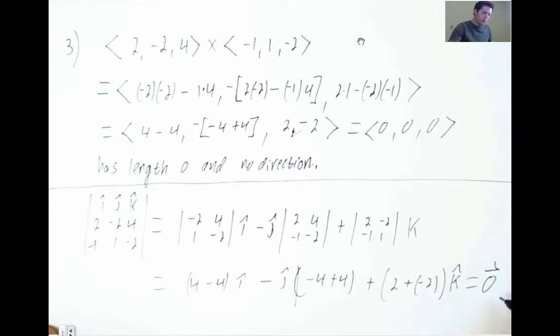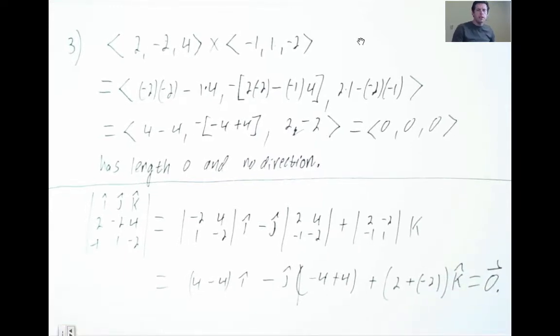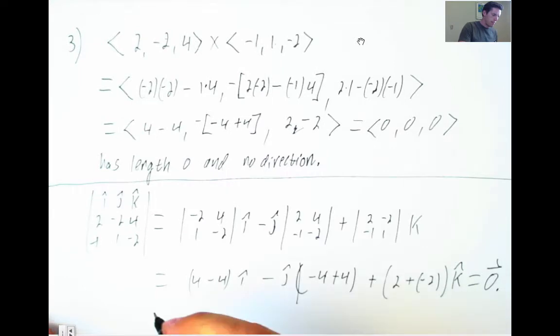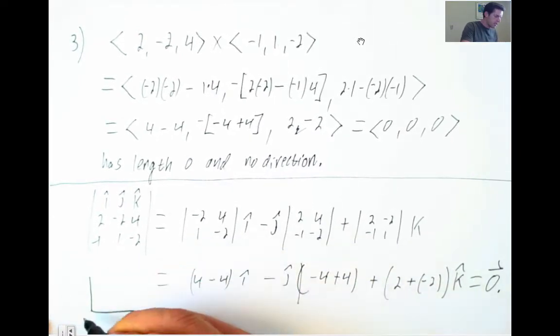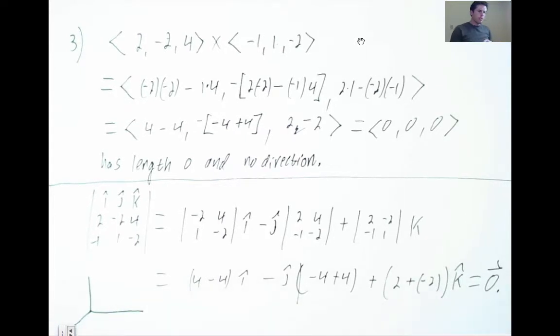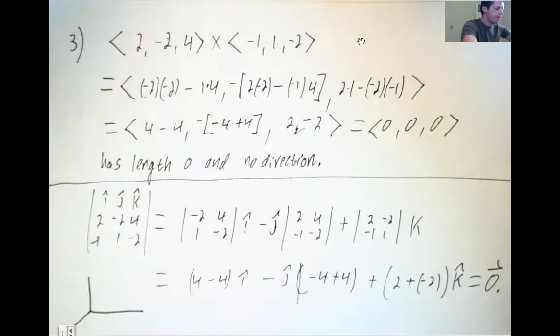Here, I'll write it this way. 0 with a harpoon above it. Let me see why this might be 0. Try to draw a picture. Here's my 3 space. Maybe grab a colored pen or two.